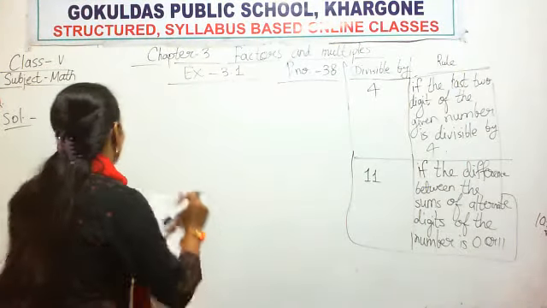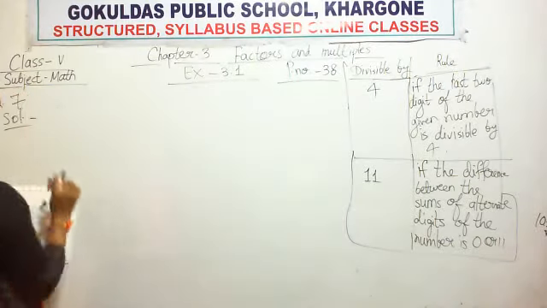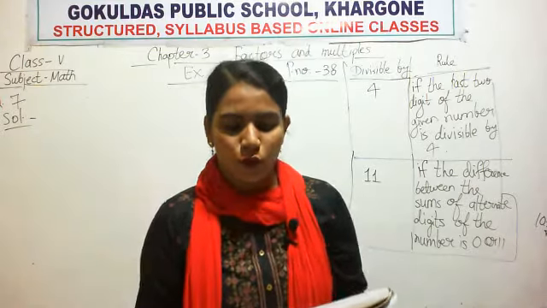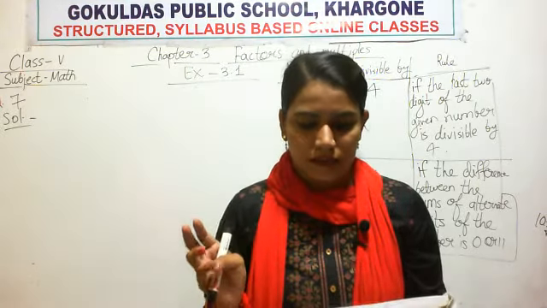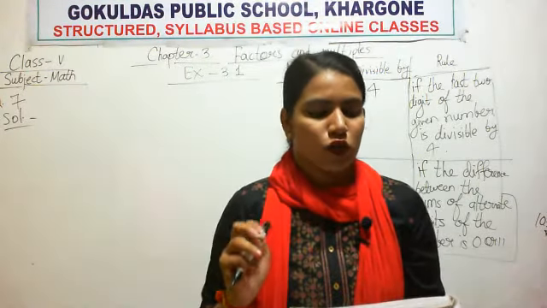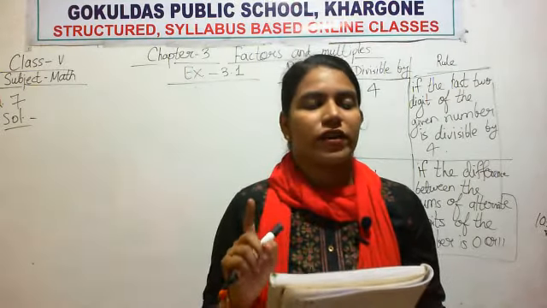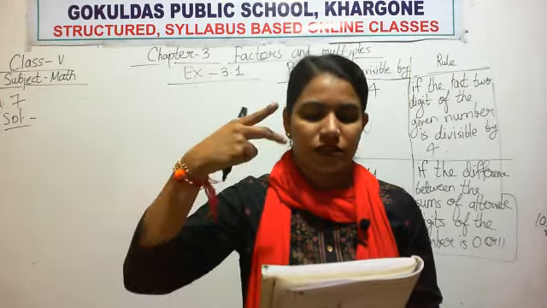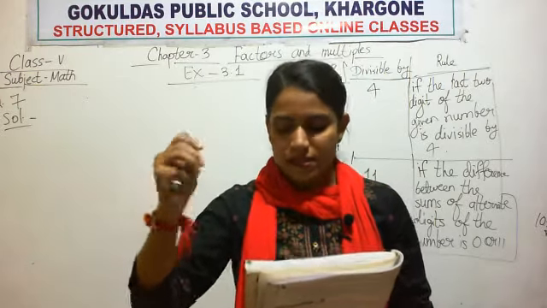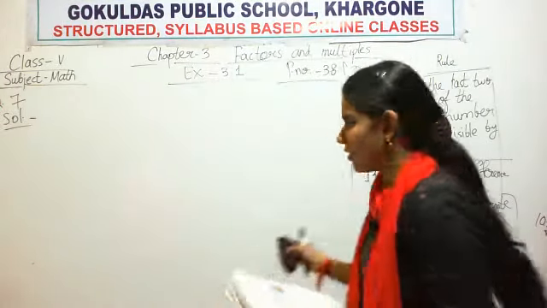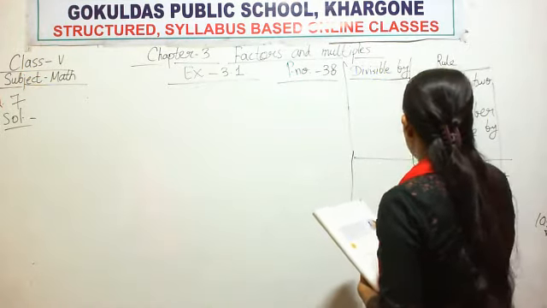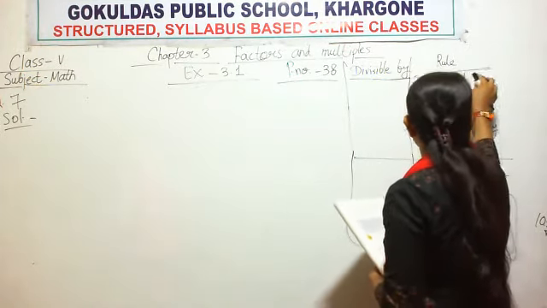Now question number 7. Which of the following numbers are divisible by 2, divisible by 10 and 6? So here one number is given, and for that number you have to check 3 divisibilities: divisible by 2, divisible by 10 and divisible by 6. So let us start doing this question. First let me write the divisibility rule.